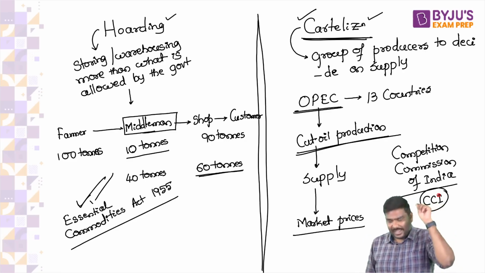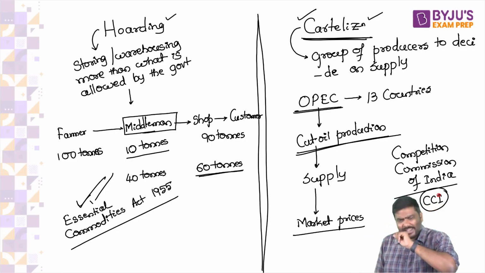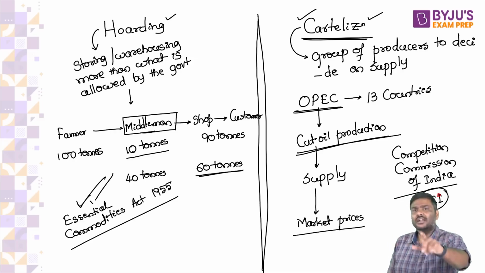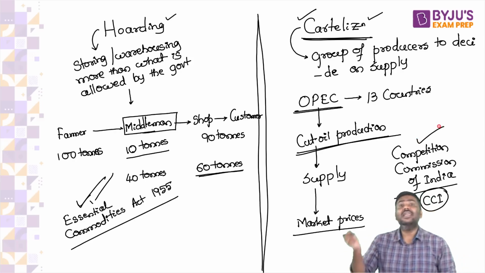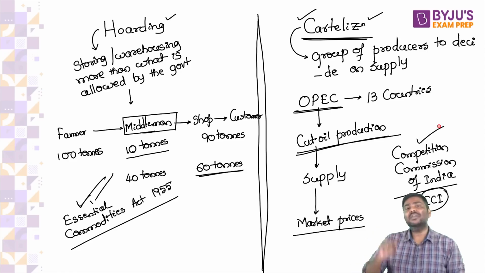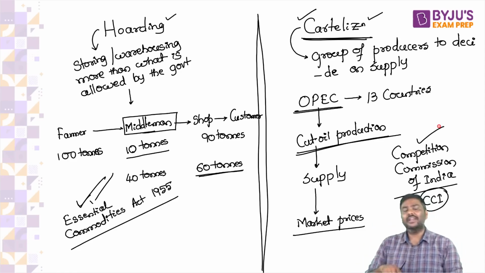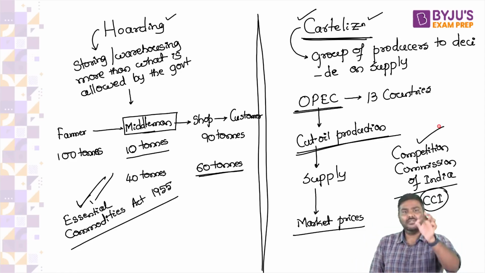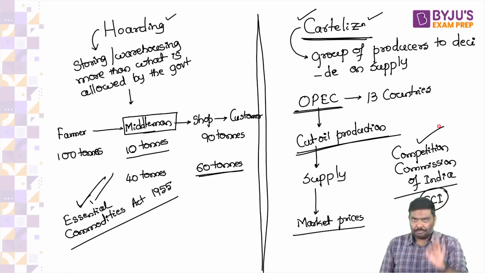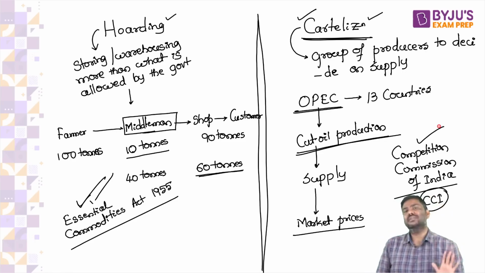And if there is any allegation that a cartel has been formed, then the Competition Commission of India will investigate it. If they find that there is in fact a cartel being formed, they will impose penalties on these companies.